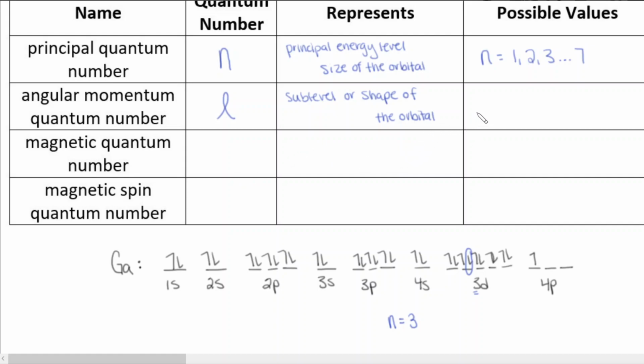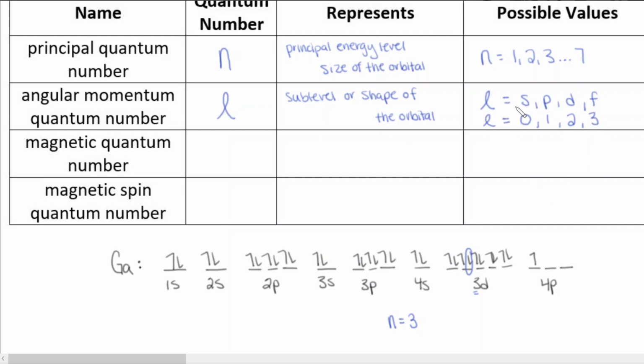Okay. So we know the different shapes, right? The different shapes are S, P, D, and F. But these are called quantum numbers, you guys, not quantum letters. So I need to give these letters a number value. So we say that S's have an L of 0, P's have an L of 1, D's are an L of 2, and F's have an L of 3.